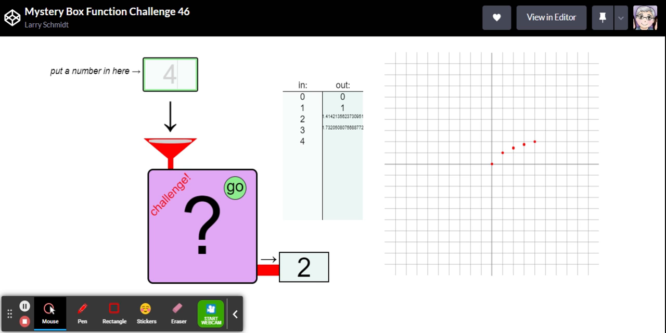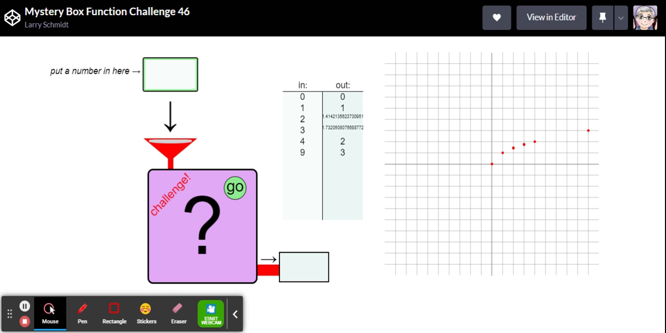All right, so what does this look like to you so far? To me, maybe you know this too, 2 is the square root of 4. If I put in a 9, I think I'm going to get a 3. Yeah, 3 is the square root of 9. So I think we have the square root function here. And if that's our challenge, we've actually had it before, so maybe not so challenging.